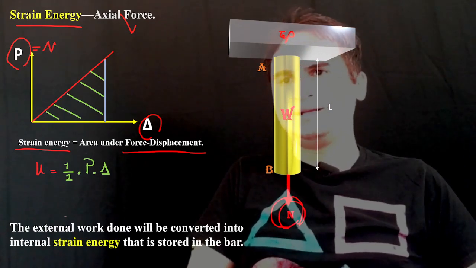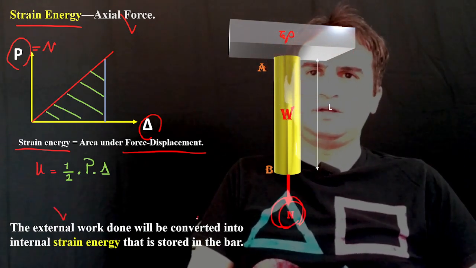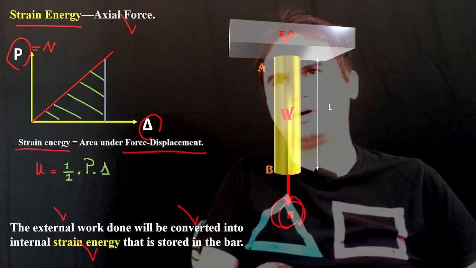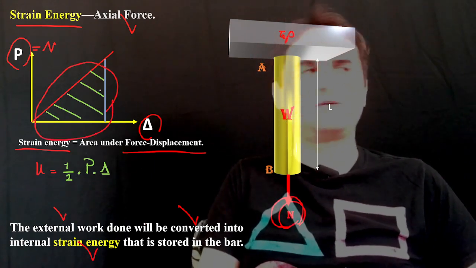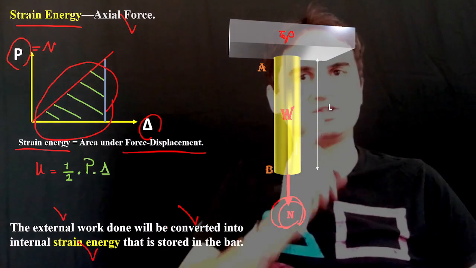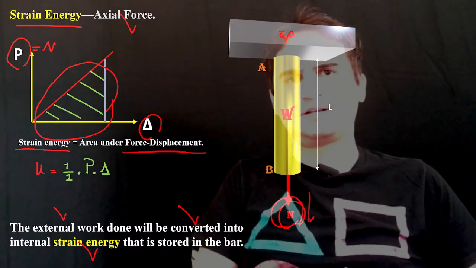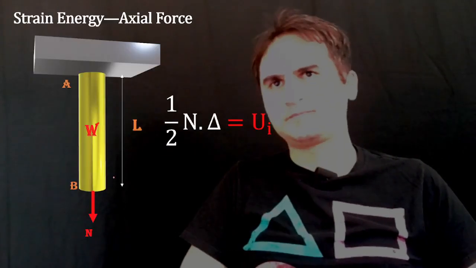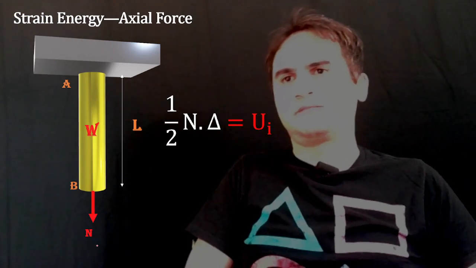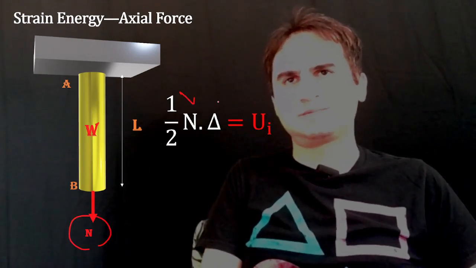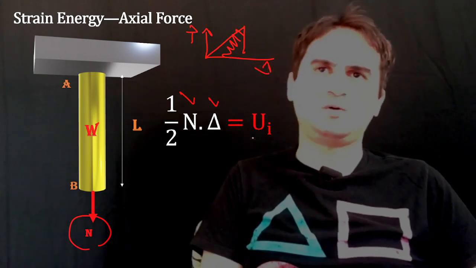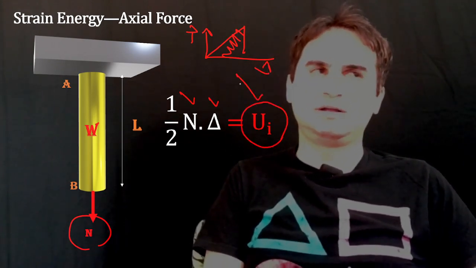The logic for that is the external work done will be converted into internal strain energy that is stored in the bar. So this area shows the internal energy due to the work of the external load, like N or P, applied to the free end of our bar. A half of N times delta is the area under the P-delta diagram, the area of this triangle we talked about, and that's the internal energy.